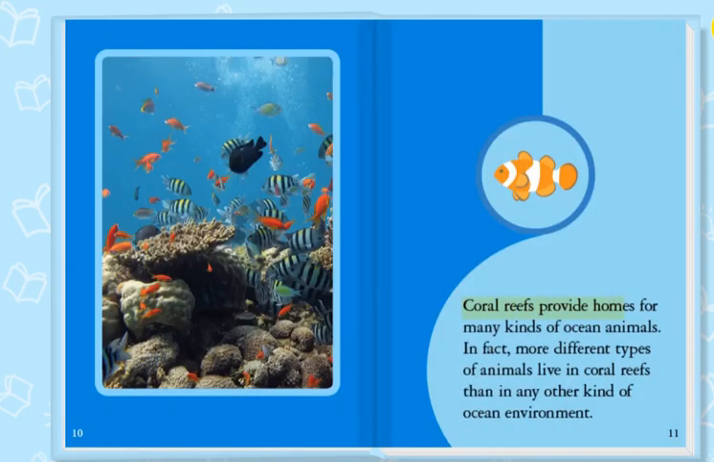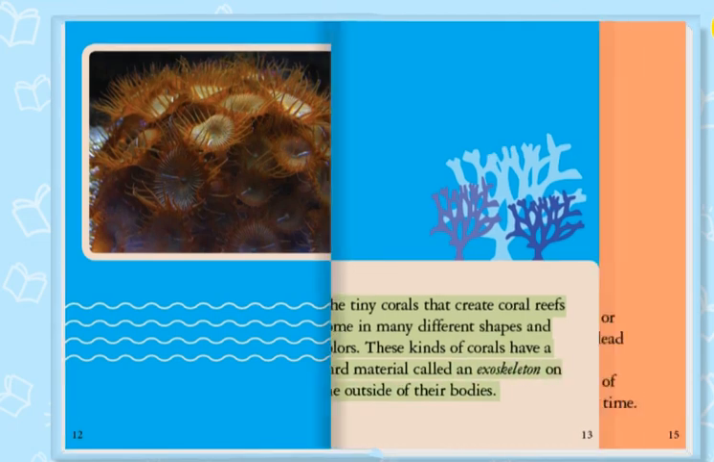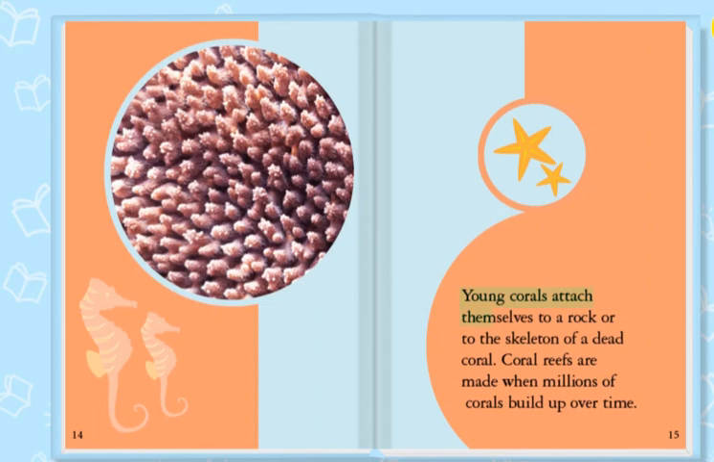Coral reefs provide homes for many kinds of ocean animals. In fact, more different types of animals live in coral reefs than in any other kind of ocean environment. The tiny corals that create coral reefs come in many different shapes and colors. These kinds of corals have a hard material called an exoskeleton on the outside of their bodies. Young corals attach themselves to a rock or to the skeleton of a dead coral. Coral reefs are made when millions of corals build up over time.